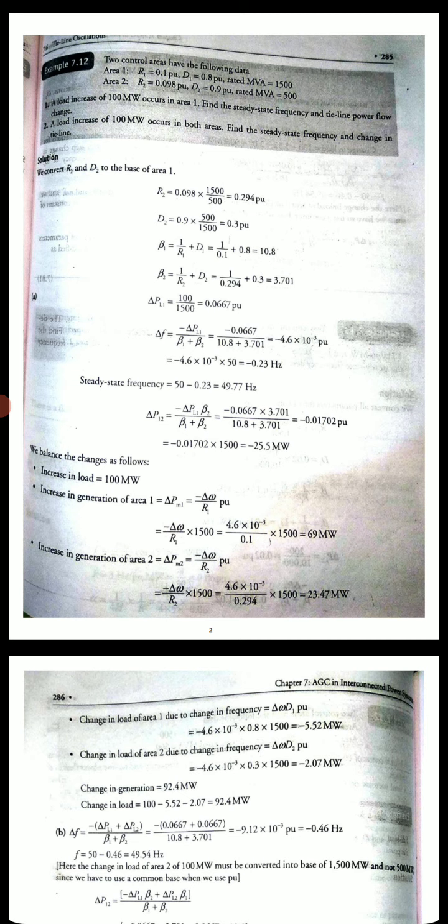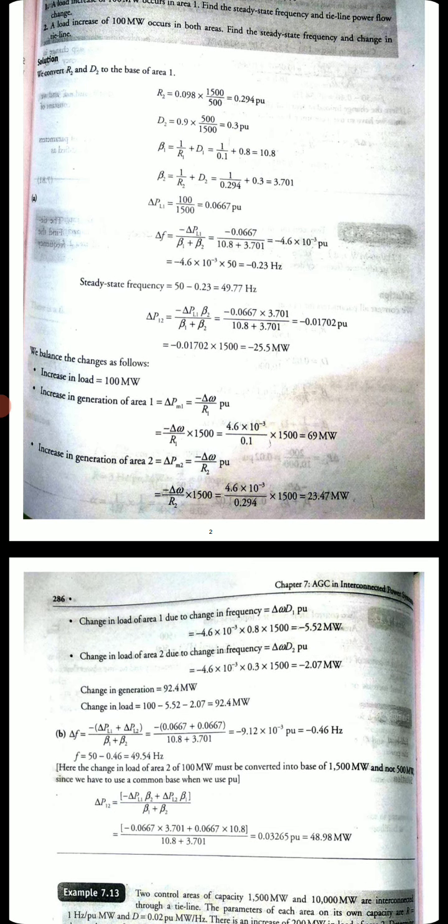So now we balance the changes as follows. Increase in the load is 100 megawatt. Increase in generation in area 1, that is delta PM1, is minus delta omega by R1. On a base of 1500, we will get 69 megawatt. Increase in generation in area 2, that is delta PM2, is minus delta omega by R2, that is 4.6 into 10 raised to minus 3 divided by 0.294, that is R2, into 1500. We'll get 23.47 as the delta PM2.